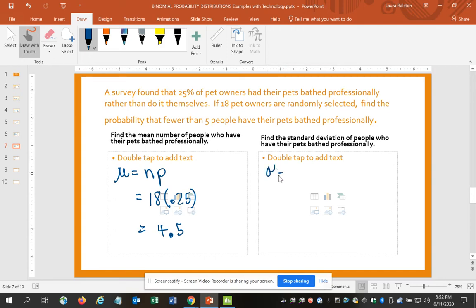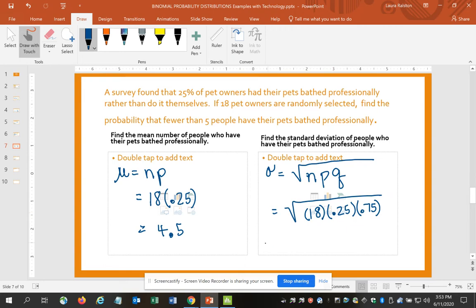The standard deviation, remember, is the square root of n times p times q. So I would have the square root of our sample size, which is 18. Probability of success is 25%. Probability of failure we determined to be 75%. So when we do those calculations, we get 1.8371173707. Again, rounded, probably going to be 1.84.